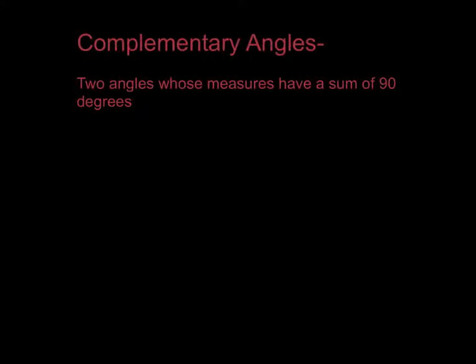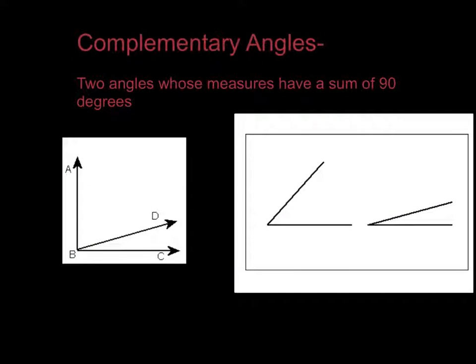Our next important angle pair relationship are complementary angles. Now, this is probably a definition that you've heard of. Two angles whose measures have a sum of 90 degrees are complementary angles. If we look at two examples, what I want to be clear about is that they don't have to share the same vertex to be complementary. In this example, over to the left, angle ABD is complementary to angle DBC.